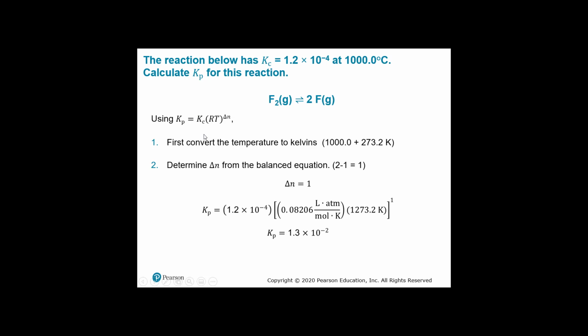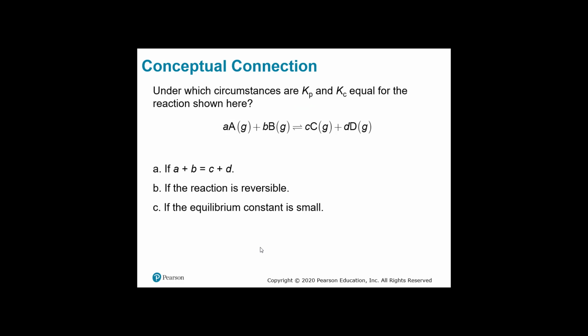So here is Kc. The gas constant is right here. And then we have T, which is in Kelvin. And then we have brackets that represent RT in itself raised to delta n, which is 1. So we plug all this into our calculator, and our equilibrium constant for partial pressure is 1.3 times 10 to the negative 2. All right, so under which circumstances are Kp and Kc equal for the reaction shown here?